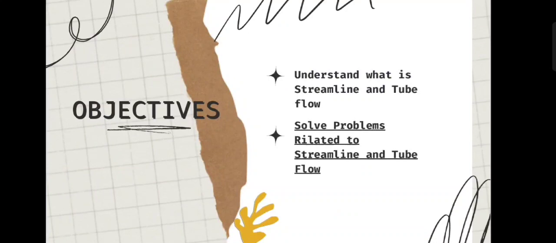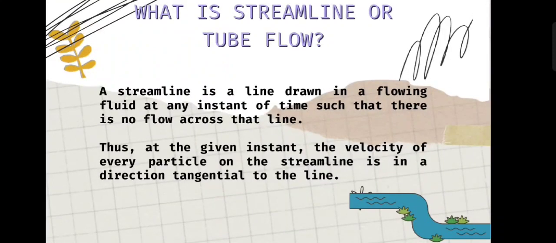In this topic, our objective is to be able to understand what is streamline and tube of flow, and to be able to solve problems related to this topic. So, moving on, what is streamline or tube flow?